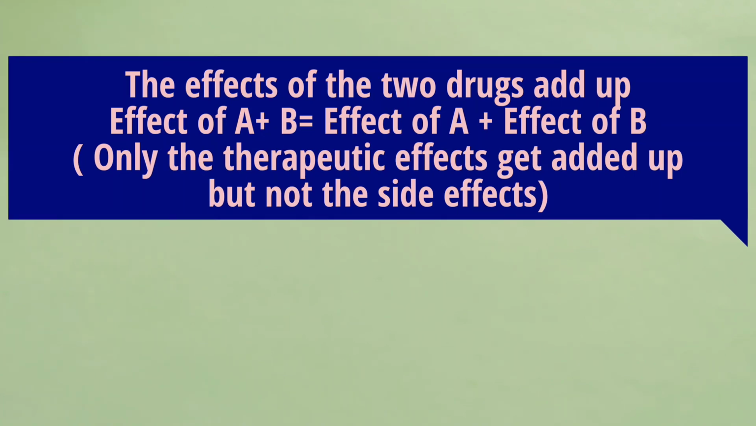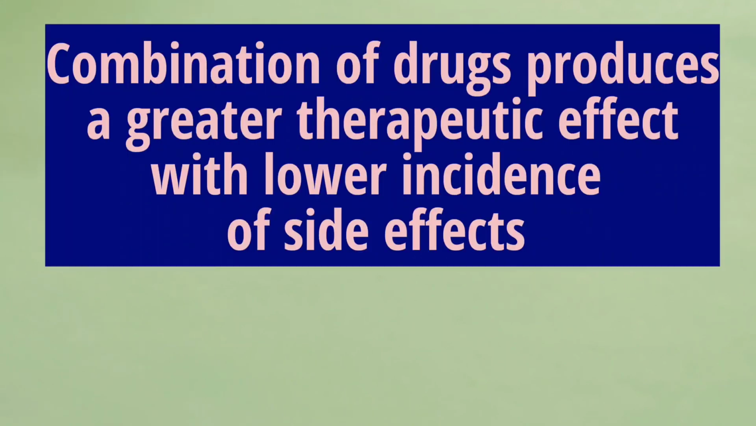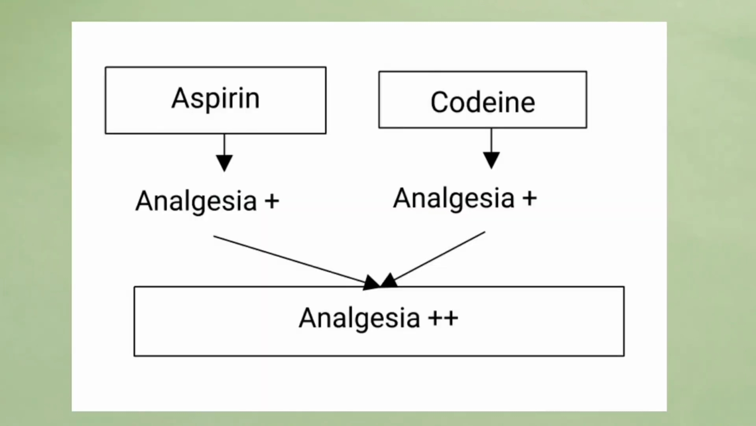Secondly, this addition is possible only when the drugs are acting in the same direction. That is, they produce the same response. And it is also to be noted that only the therapeutic effects get added up, but not the side effects. So instead of giving a higher dose of one drug, which would possibly lead to toxicity, a combination of drugs would produce therapeutic effects associated with a lower incidence of side effects. By combining the drugs, the incidence of side effects is reduced, but the therapeutic effect is increased.